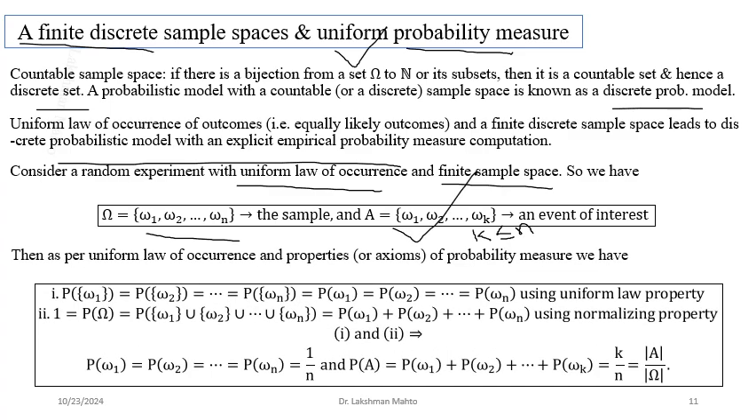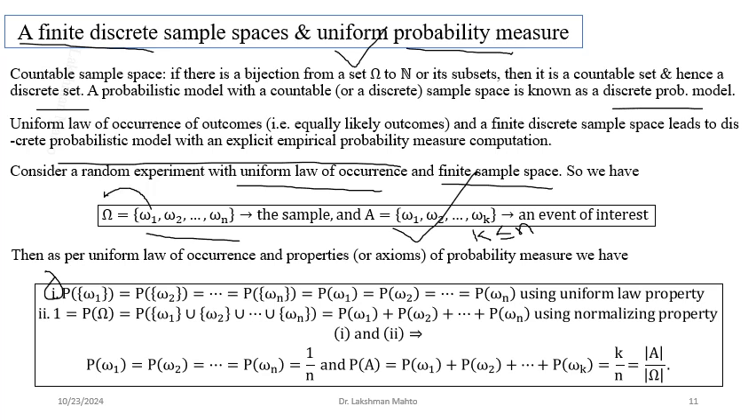Okay, the event of interest. If that is the scenario, we say that all the outcomes have equal likely probability, equal chance of occurrence. So in the probability measure we add this first. We say that probability of omega 1 equals probability of omega 2 equals probability of omega 3, and it goes up to probability of omega n. Remember that when we say omega 1, it is an outcome.